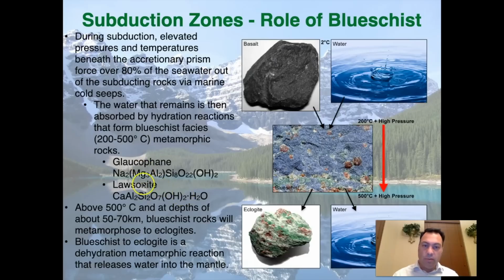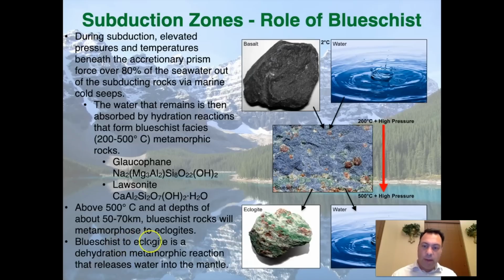So these two minerals form, and what happens is it locks in that water while the pressure continues to increase, the temperatures continue to increase to about 500 degrees Celsius. Above 500 degrees Celsius and at depths of about 50 to 70 kilometers, blue schist rocks will metamorphose to something called an eclogite. Eclogites are pictured right here.